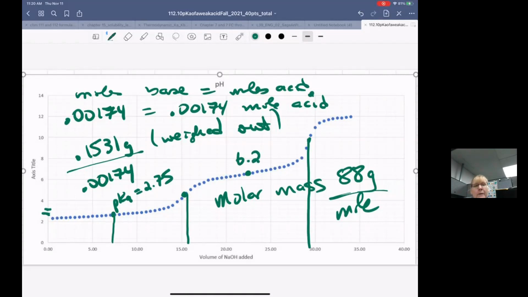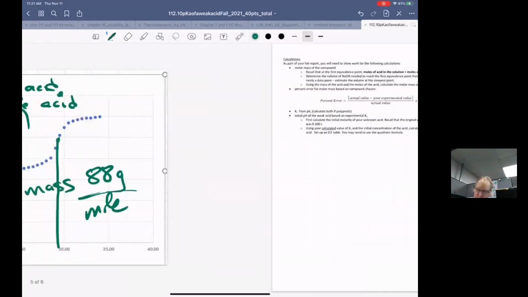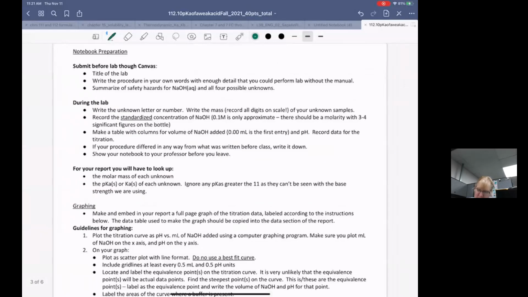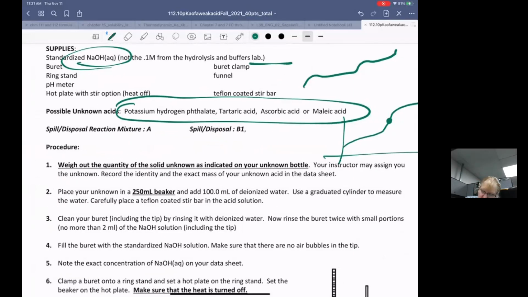So then we're going to look at our data, and we're going to take a look at the 4 possible unknown acids we have. Our 4 possible unknown acids are these guys right here: potassium hydrogen phthalate, KHP, tartaric acid, ascorbic acid, and maleic acid. Looking at this particular set of data, none of these have a molar mass of 88 grams per mole. It's way off. I'm guessing that someone put sodium hydroxide from their burette or some wastewater back into the bottle, because again, this concentration is way, way off.